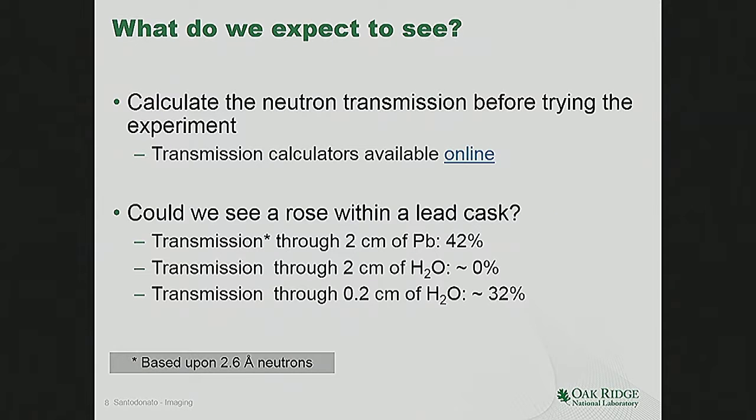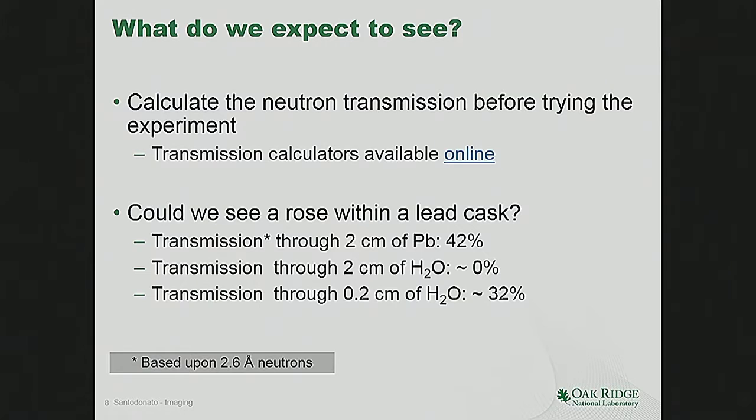So, for example, suppose I told you that I want to study a rose that's within a lead cask, because it's such an important physics problem, right? If I told you that, you may think I'm crazy for many reasons, but for one thing, your intuition tells you there's no way you're going to see a rose inside of a lead cask, right? At that point, that's where it's important to calculate these things ahead of time, because you've got to convince yourself and you've got to convince others that, yeah, this might work. I might actually see something with this technique.